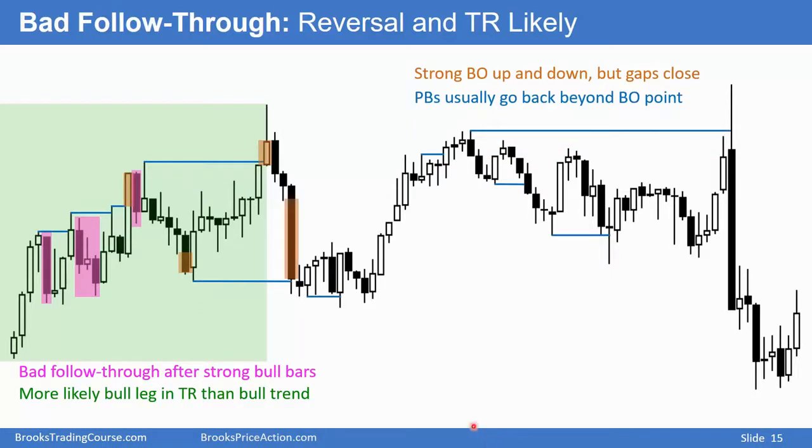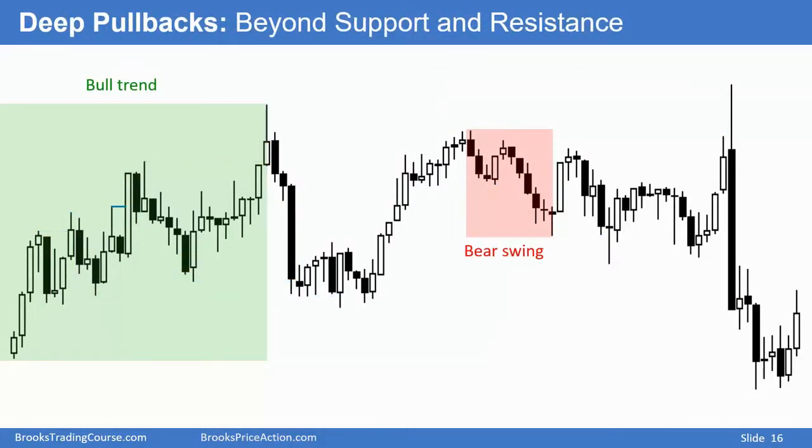Pullbacks usually go below breakout points. For example, here we have a breakout, but look at the pullback. It fell below the breakout point. Here, a strong bear breakout. And what happened? The pullback came back above the breakout point. Bull breakout quickly came back below the breakout point and even reversed down. Another sign of a trading range. Possibly an early bear swing.